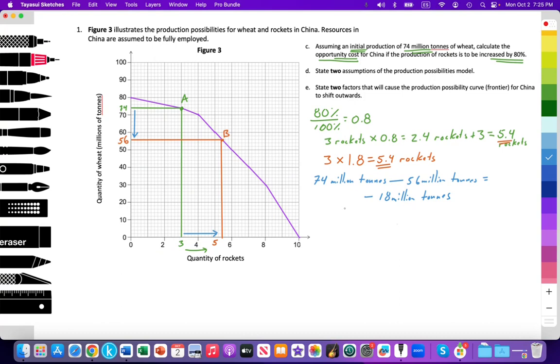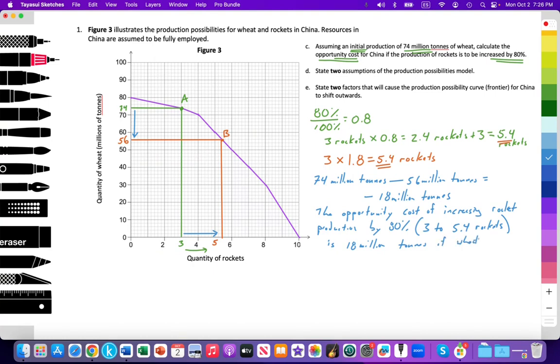So to answer that question, the opportunity cost of increasing rocket production by 80%, which is taking us from 3 rockets to 5.4 rockets. The opportunity cost of increasing rocket production by 80%, going from 3 to 5.4, is 18 million tons of wheat. We've lost that production as we reallocate resources away from wheat production towards rocket production.